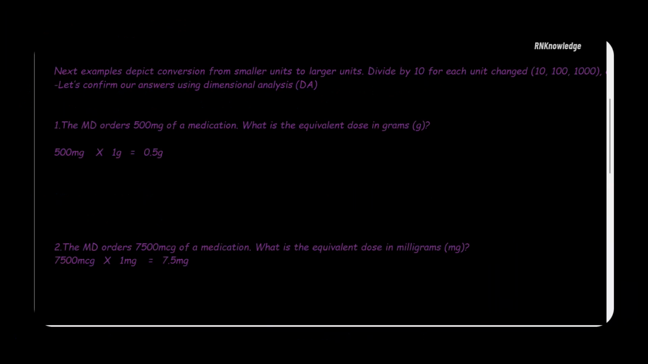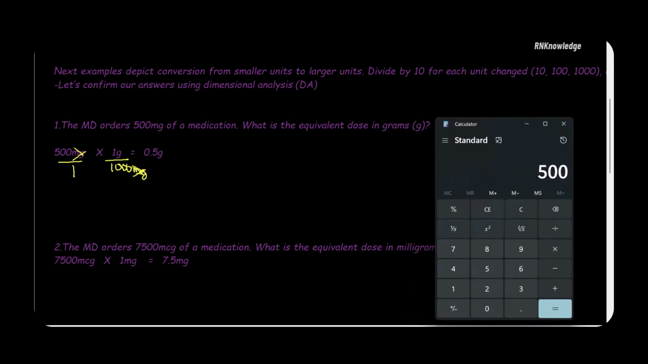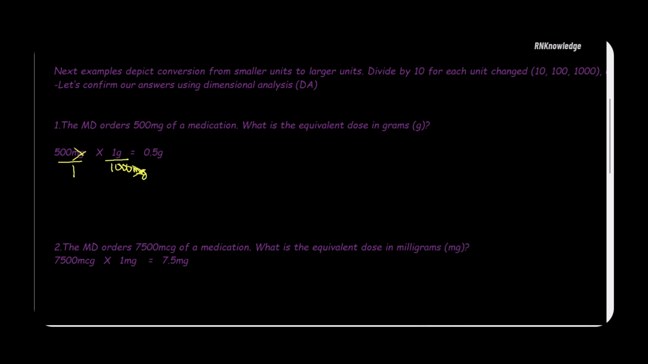The next few example problems depict conversions from smaller units to larger units, which we can figure out by either dividing by 10 for each unit changed or moving the decimal point 3 spaces to the left. The MD orders 500 milligrams of a medication. What is the equivalent dose in grams? So we have 500 milligrams over 1. We're going to multiply that times 1 gram over 1,000 milligrams. Our milligrams cancel diagonally, and we are left with 500 times 1 gram. Divide that by 1,000, and our answer is 0.5 grams.